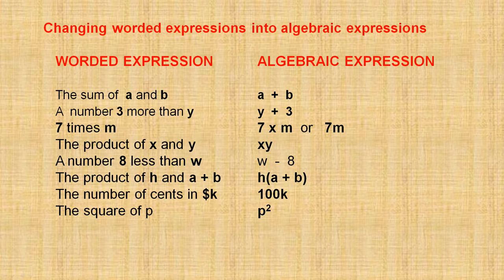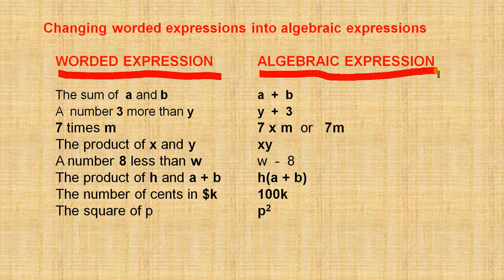Changing worded expressions into algebraic expressions. The worded expressions are here on the left hand side and the algebraic expressions on the right hand side. The first one, the sum of A and B. Now sum is just addition. That's pretty straightforward. A number 3 more than Y. Normally when you have more than, that's just addition. See, y plus 3, 3 more than y.